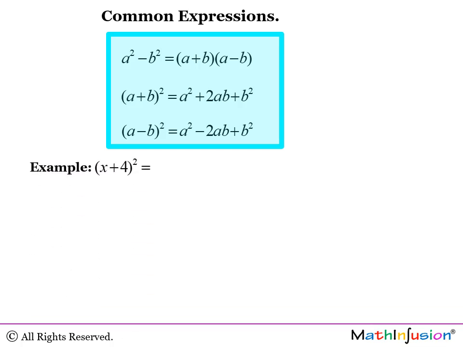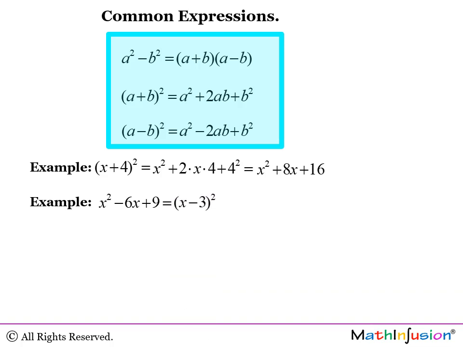Example: x plus 4 to the power of 2 is x to the power of 2 plus 2 times x times 4 plus 4 to the power of 2, and we get x to the power of 2 plus 8x plus 16. Example: x to the power of 2 minus 6x plus 9. You should know that this is x minus 3 to the power of 2.